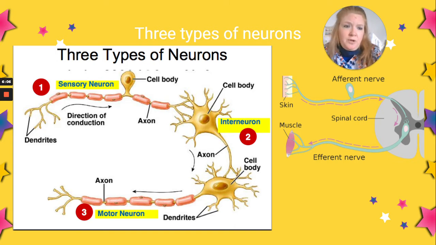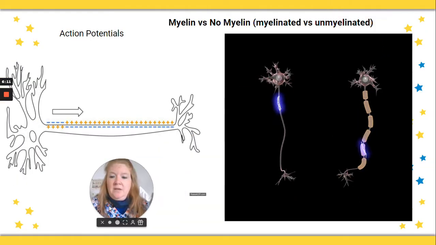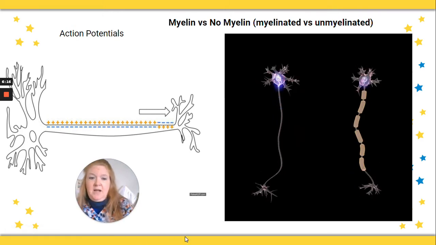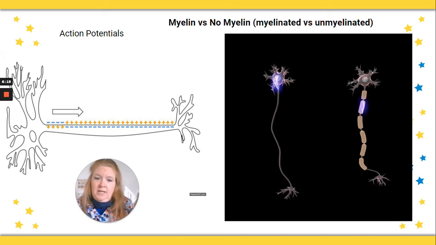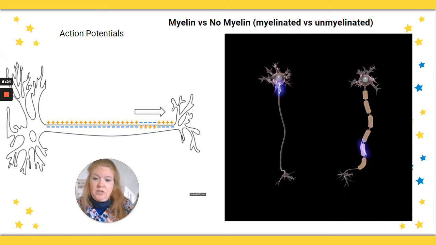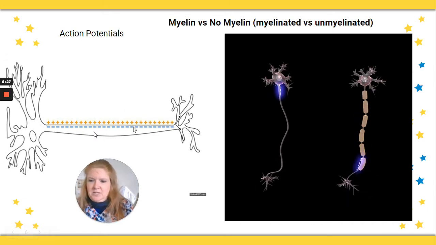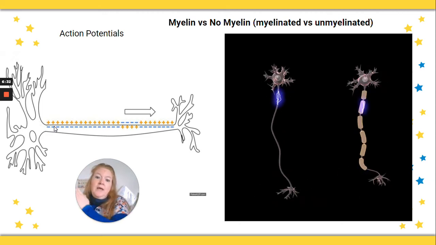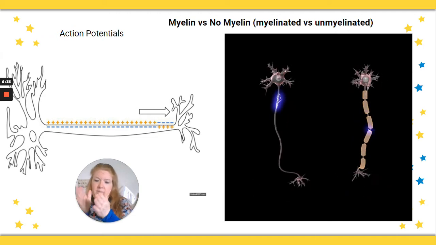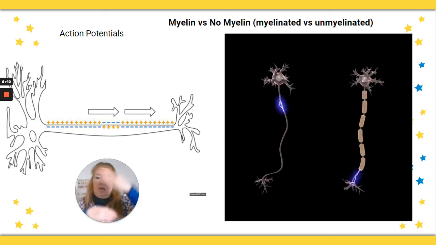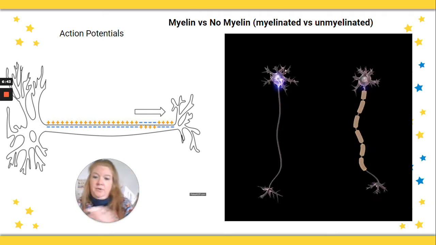So not all neurons have myelin, but a lot of them do. So here's the difference when we have myelin and when we don't. An action potential is a change in the charge of a neuron, and ions cross the cell membrane to cause that change in charge. If there's no myelin, it's going to go down the whole length of that axon, switching from negative inside to positive inside, and then switching back. And it's going to go like that all the way down the neuron.